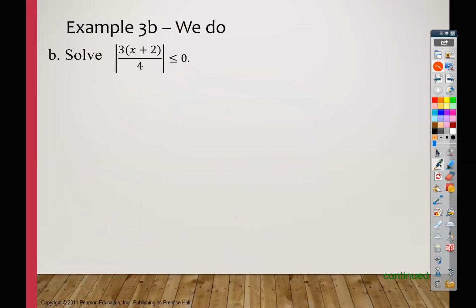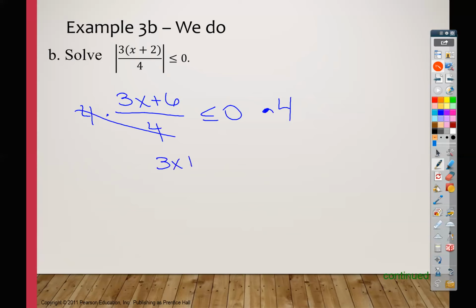Okay, so 3b. So I have 0, right? It is less than or equal to 0. It cannot be less than 0 because that would be a negative number, but it can be equal to 0. So I'm going to write this. I'm distributing in the numerator. And right here, I'm not going to change the sign, but I don't have to set it up 2 ways because there's no way to do anything else but a 0. So I'm going to multiply both sides by 4. And I get 3x plus 6 is less than or equal to 0. And then just solve it from there.